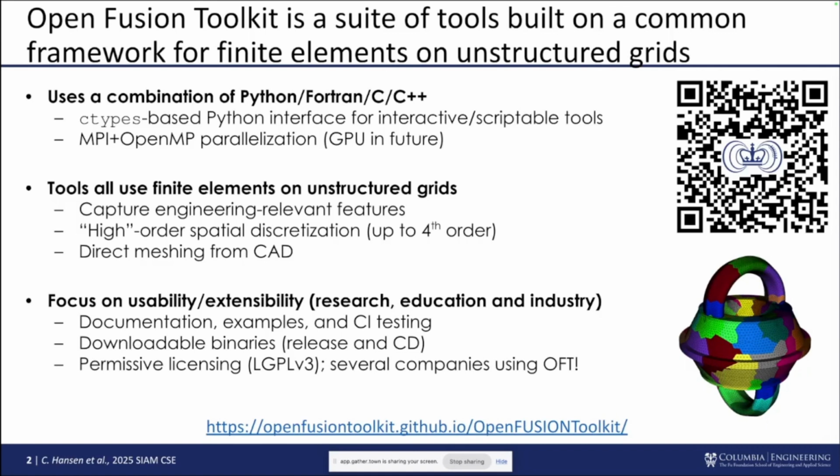All of the tools, as I mentioned, use finite elements on unstructured grids, and the desire for us in the fusion space is to be able to capture engineering relevant features. This is the complex geometry that the previous speaker talked about, whatever the level of detail you need to capture to assess what you want for your fusion design. We want to make sure the numerical methods can do that.